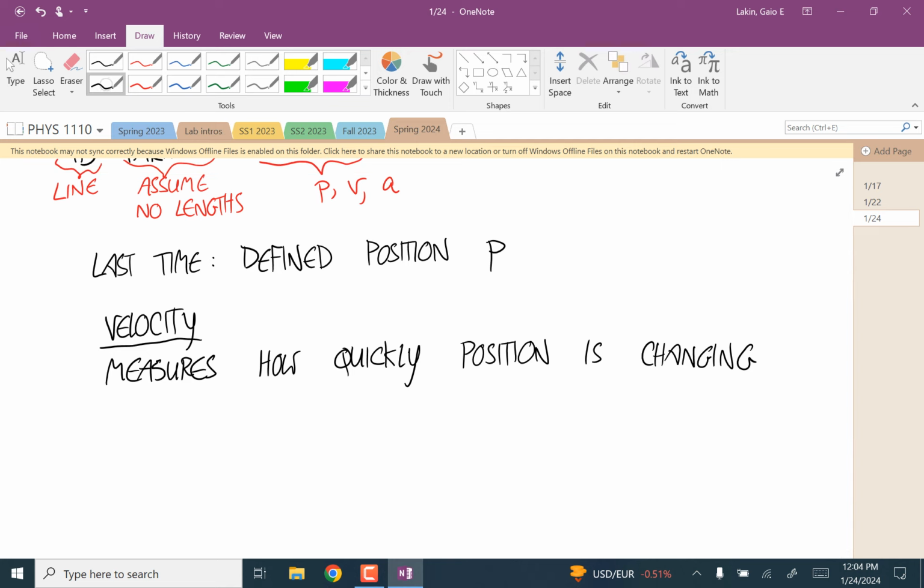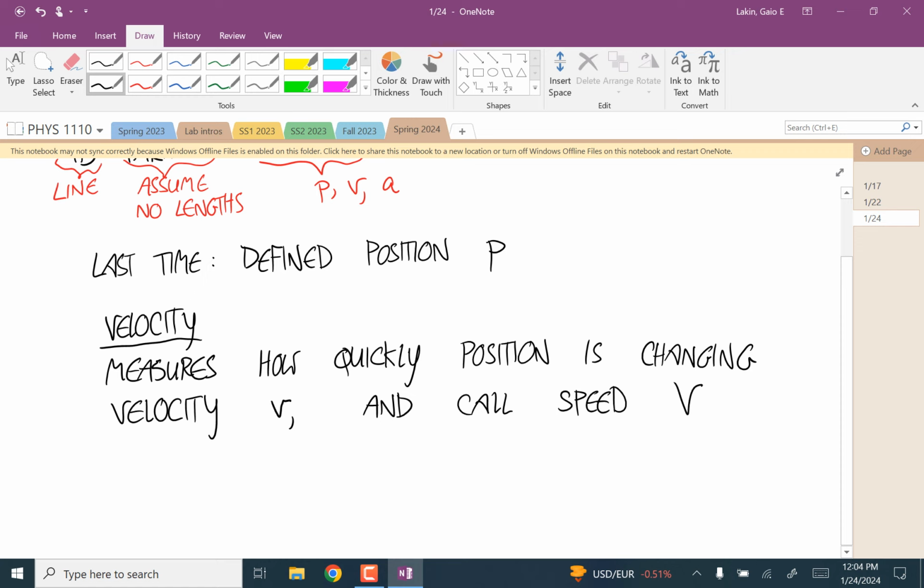And if we call the velocity lowercase v, that's what we're going to do during this class, and we're going to call the speed capital V. It's a common way to denote things like this in math. I know it's a little bit confusing, but the capital V is the speed, what your speedometer on your car says. Lowercase v is the velocity.